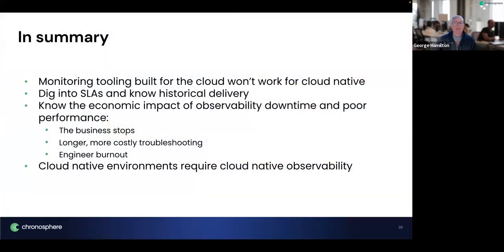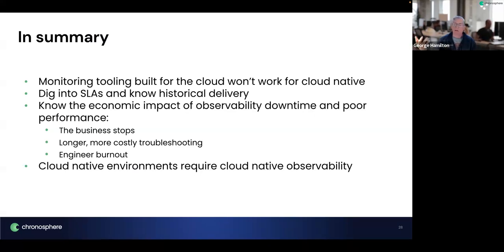And so just to sum everything up on what we went through, in summary, monitoring tooling that is built for cloud doesn't necessarily work for cloud native. We've shown the difference between the two architectures and what that challenge presents, especially in the context of reliability of your observability platform itself. Very important to dig into the SLAs, know the historical delivery and how they actually calculate all of it, really know the SLAs piece of it.